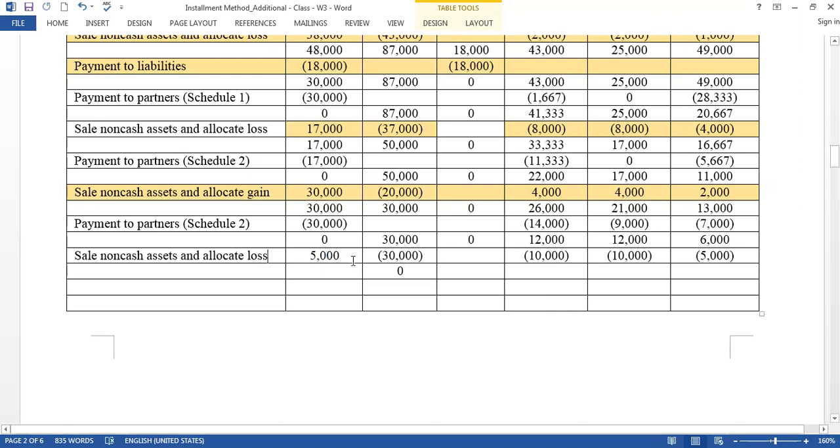So what is the balance now? Balance after paying this, balance $5,000. We don't have any other asset. Our liability is 0. Now what is the balance for Muskan? It is $2,000, $2,000, and $1,000.